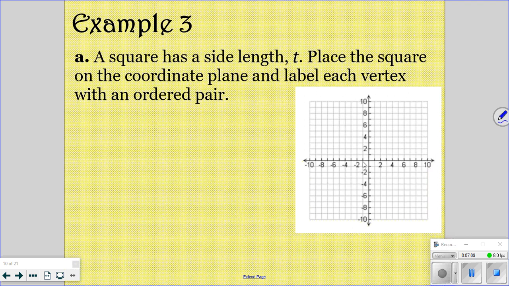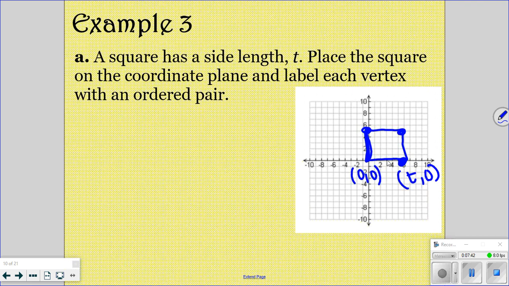Okay, so if you're going to put it at the origin, that would be best, but you don't have to. You can put them anywhere. It doesn't matter, we're just making a square. And so this vertex here at the origin would be 0, 0. This side, you're not going to put like 5 or 6 or whatever number you went over. You're going to put t, because it said it has a side length of t.